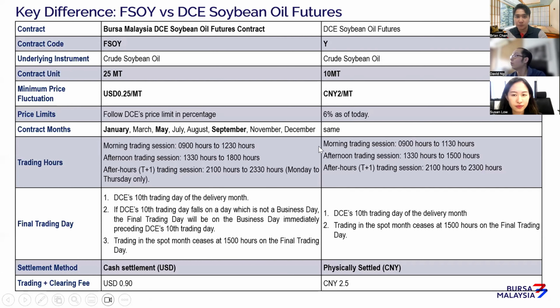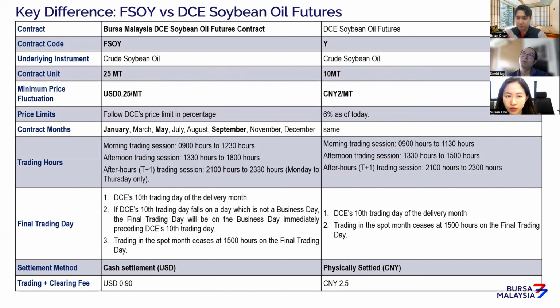Here's a diagram of the differences between the FSoy and the DCE soybean oil futures. Although this is a licensed product, it comes with certain differences because it's adjusted so that it is convenient for traders to create spread strategies and hedge against CPO, FCPO. First of all, the most obvious difference is the contract size. FSoy is designed to have 25 metric tons, same as the FCPO. It is different from DCE's contract, which is only 10 metric tons. Our minimum price fluctuation is 0.25 per metric ton, also made to be similar to FCPO.